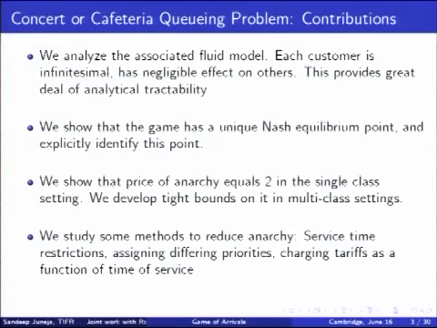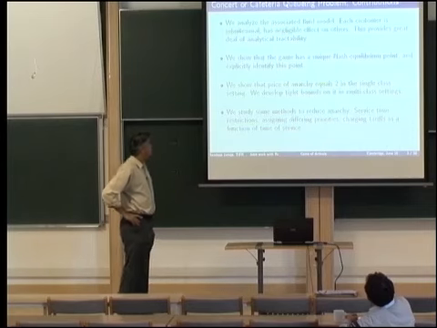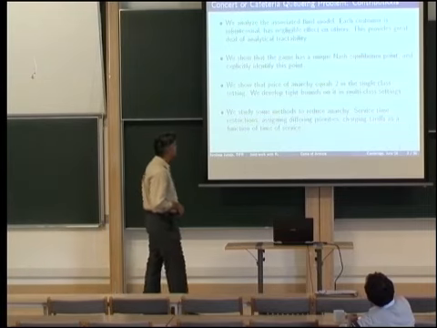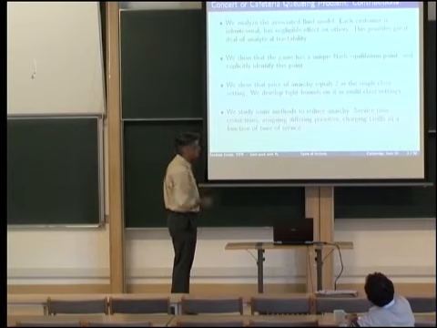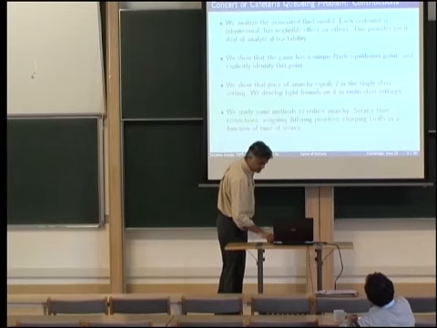And we'll study some methods to reduce the price of anarchy. One is service time restrictions: you restrict some people to come at different times. This is the kind of thing people do, but we can now quantify the benefits. Then assigning different priorities to customers, or charging tariffs as a function of time of service. So we'll discuss how all of these affect the price of anarchy.